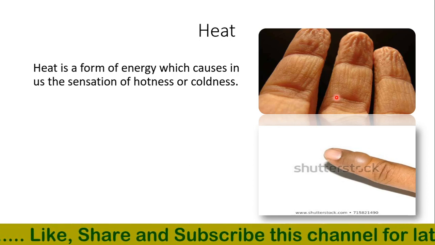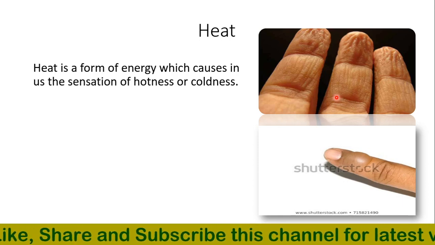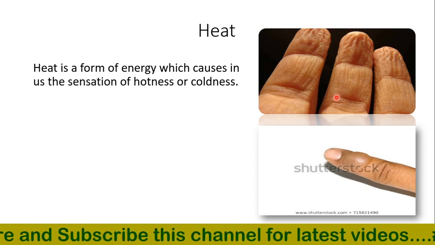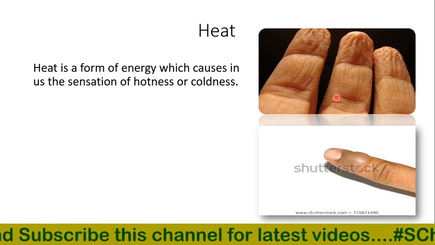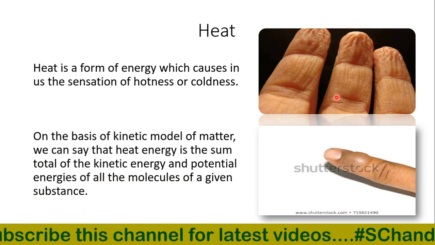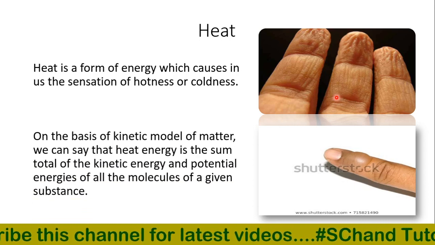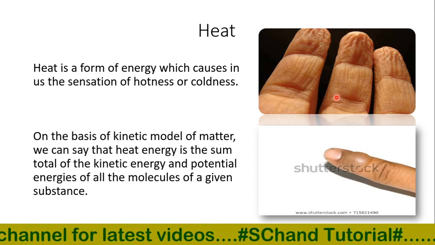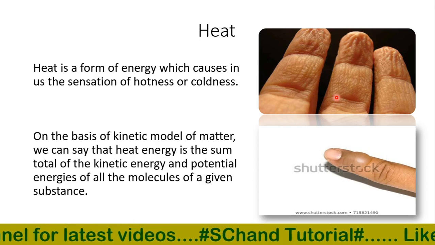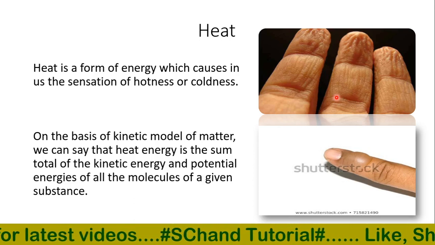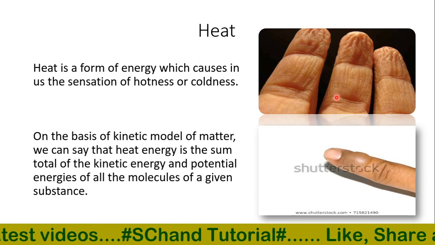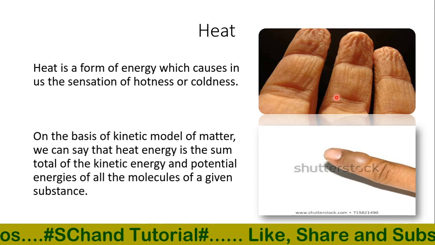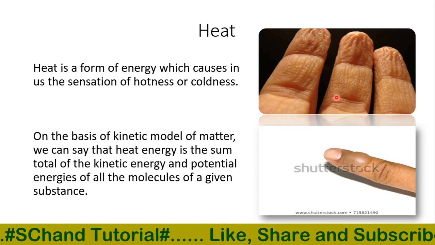The amount of heat energy present in a body is determined by the sum total of the kinetic energy and the potential energy of its molecules. On the basis of the kinetic model of matter, we can say that heat energy is the sum total of kinetic energy and potential energy of all the molecules of the given substance. That is, the sum total of all the kinetic and potential energy of the molecules in a particular body will give us the total heat of the body. So this is about heat energy.